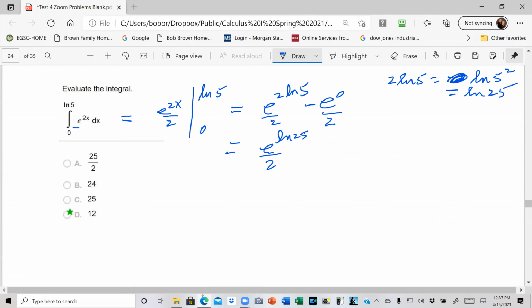Then e to the 0 is 1, so we have e to the ln of 25 over 2 minus a half. e to the ln of 25 is just 25 because e to the ln of anything is equal to anything. That comes from college algebra. And so your final answer is 24 over 2, which equals 12.